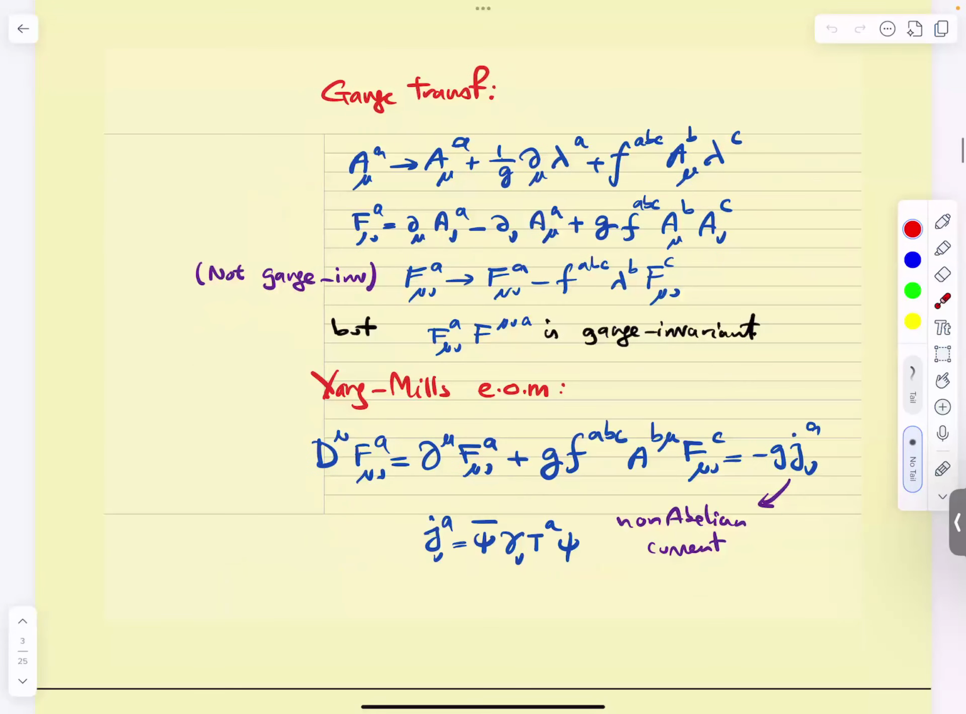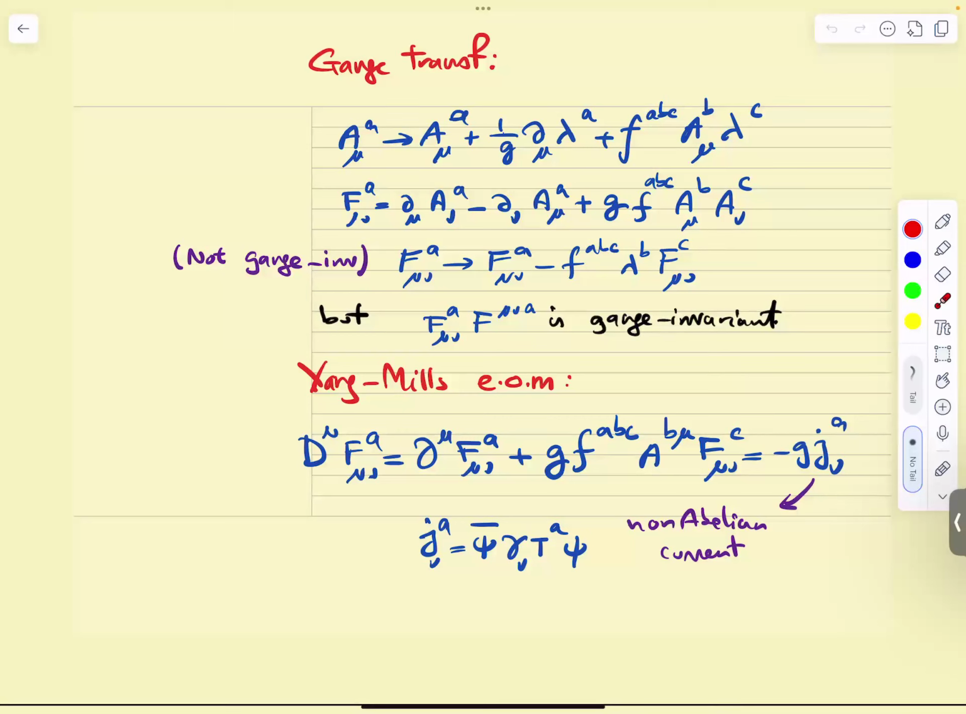All right. Gauge transformation. Under a gauge transformation, A mu of A transforms to A mu of A plus 1/g del mu of lambda A plus this extra term. This extra term comes from the covariant derivative, right? If you had U1, this wouldn't be there, so it would be 1/e del mu of lambda. Why is that term not present when you have U1? The structure constants. Yeah, there's only one generator and it commutes with itself. So of course, this is 0.